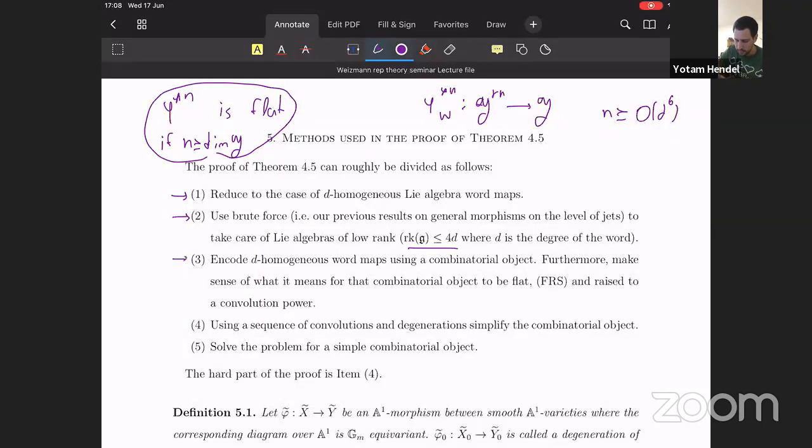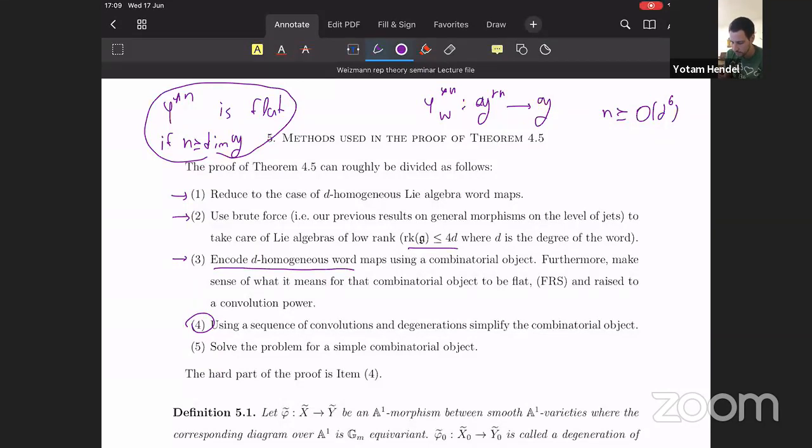And okay, so I'm going to mention all these 5 steps. Actually, I'm going to focus on this step number 4, which is the hard part, but let me still go over step 3. So after dealing with low rank Lie algebras, we can encode homogeneous word maps by some combinatorial object and make sense of what it means for this combinatorial object to be flat or to be FRS, and what does it mean for it to be raised to some convolution power.